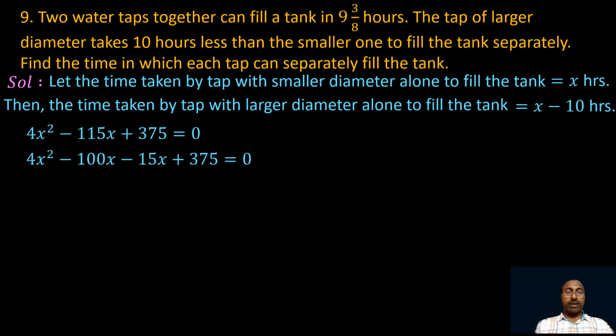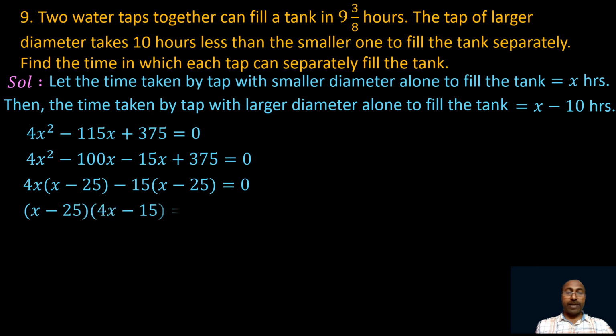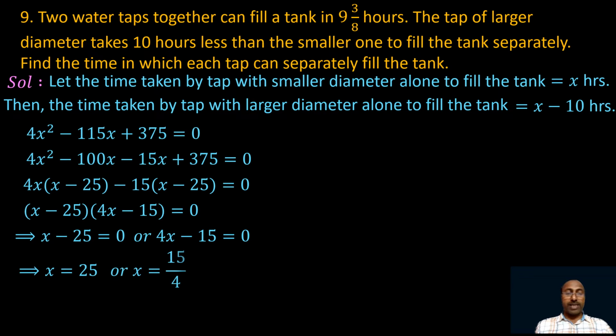And we can take 4x common in the first two terms, that is 4x into x minus 25. And we can take minus 15 common in the next two terms, that is minus 15 into x minus 25 equal to 0. And we can take x minus 25 common, into 4x minus 15 equal to 0. That is, either x minus 25 equal to 0 or 4x minus 15 equal to 0. From this we write x equal to 25 or x equal to 15 by 4.